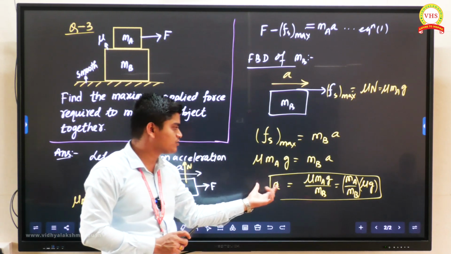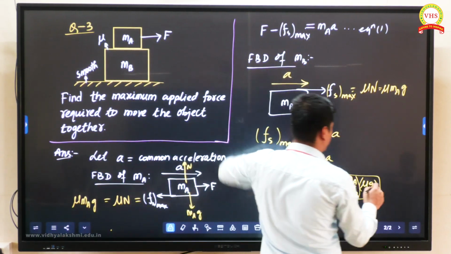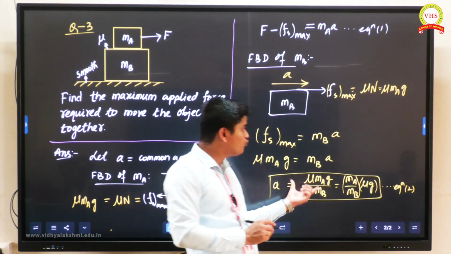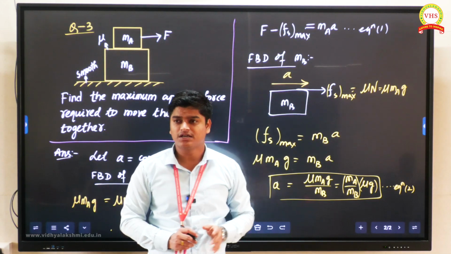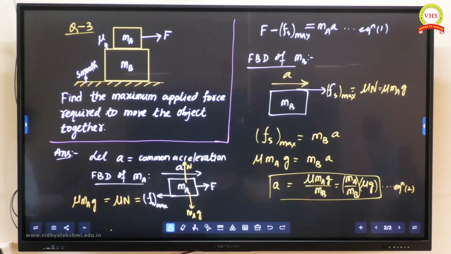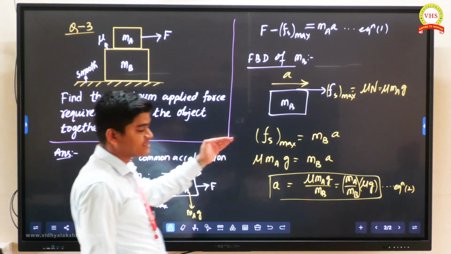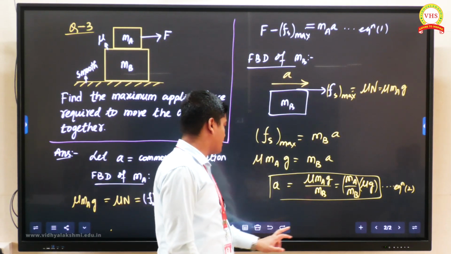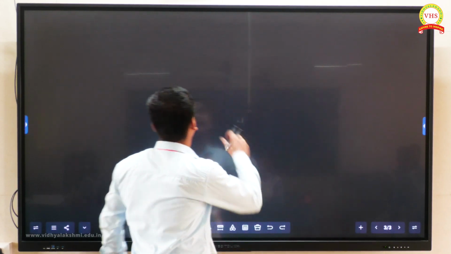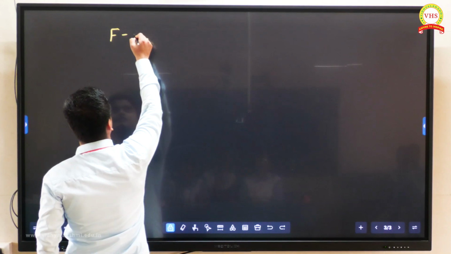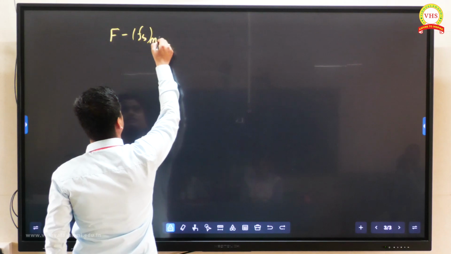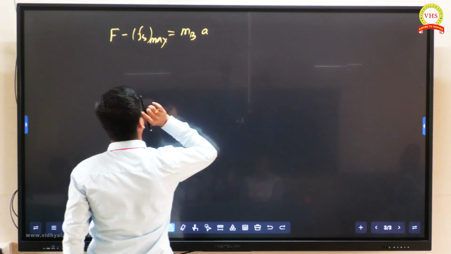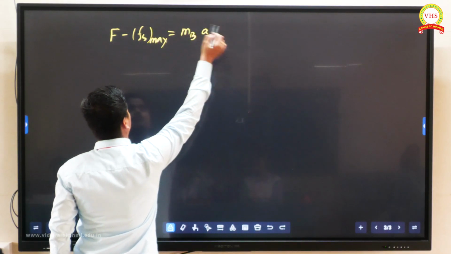So after getting the acceleration, what will I do? Now this one I'll substitute there. Let me write equation 2. Now this equation 2 value I'll substitute in equation 1. All of you listen. We got a common acceleration, right? Now this acceleration will be substituted there. What can we get, everyone check? F minus Fs max equal to MB into A, right?